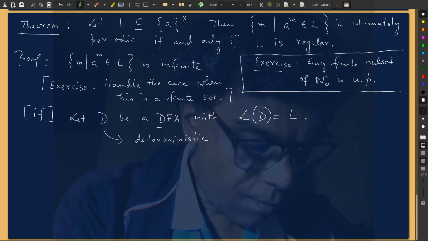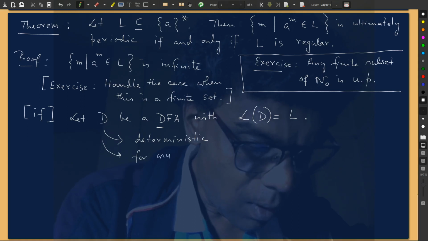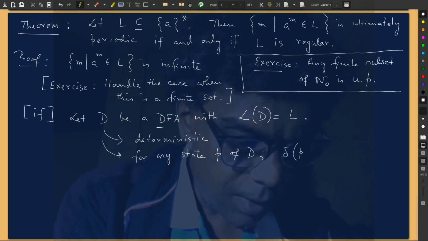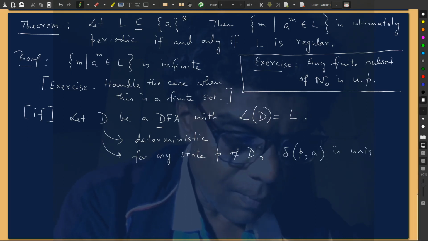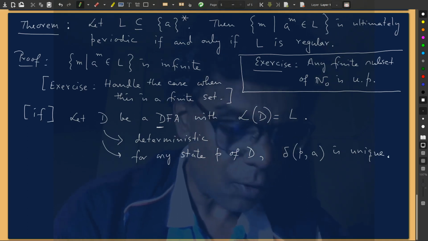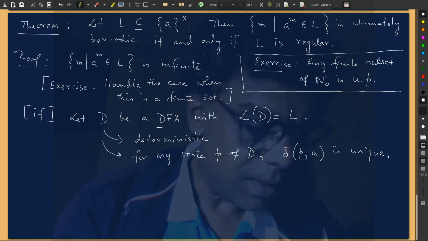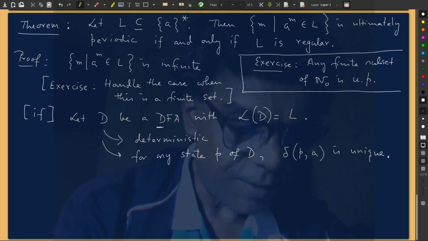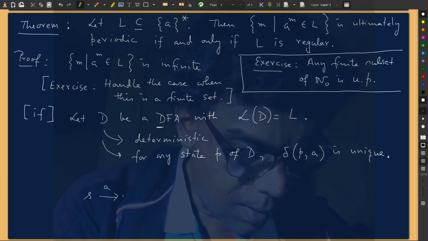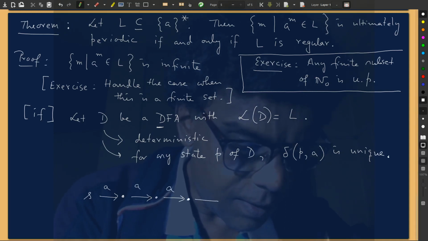Second, for any state P of D, this delta of P, A is unique. So starting from any state, if you have some more A to scan, there is a unique state where you can go to, where this DFA D goes to. Because this is deterministic and the alphabet is unary, only one symbol. So that means you start from S, read A, go somewhere, read A, go somewhere, read A, go somewhere.